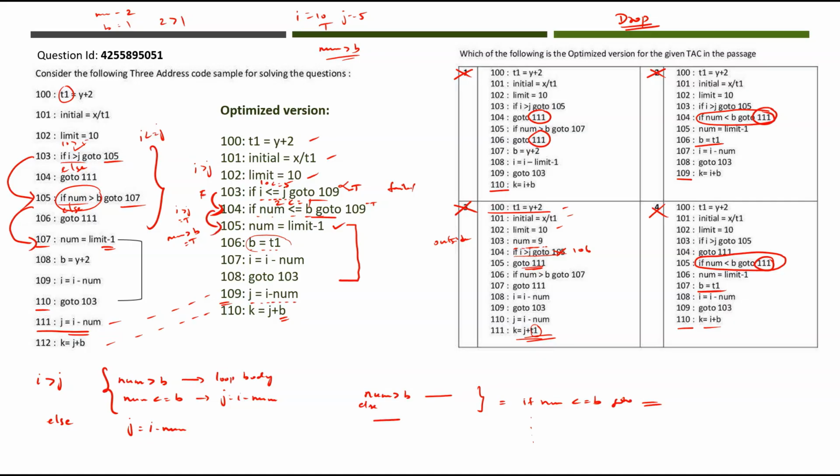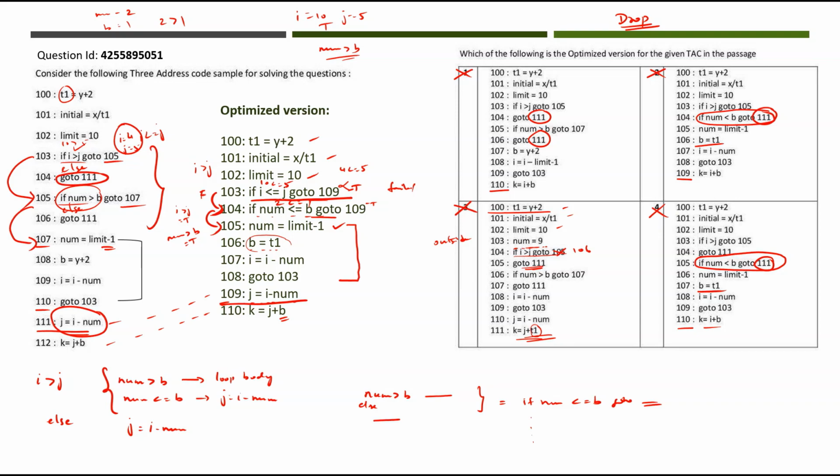In case the condition fails, when i becomes 4 and j becomes 5 here, what happens? 4 is greater than 5 will be false. It will go to 111. It will come to this particular line. Now here 4 is less than or equal to 5, which means it will directly get to 109, which is j is equal to i minus num.